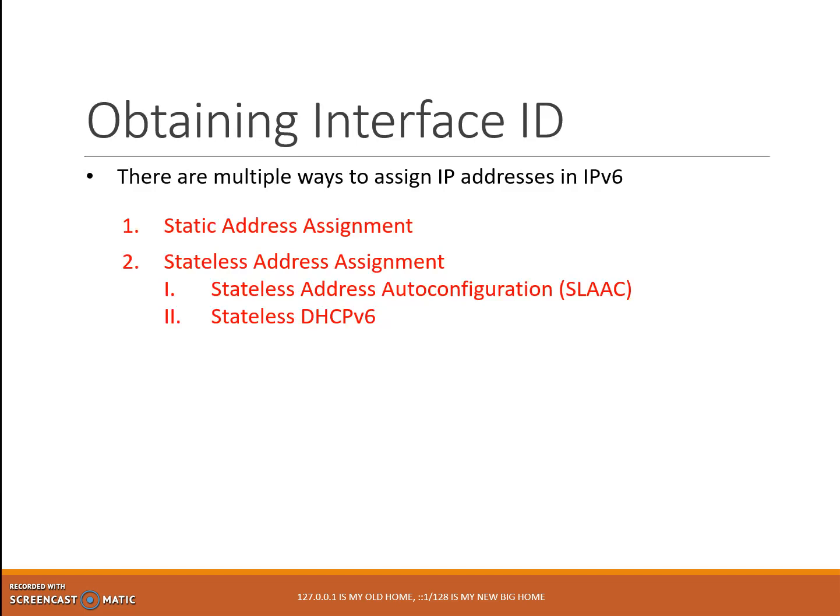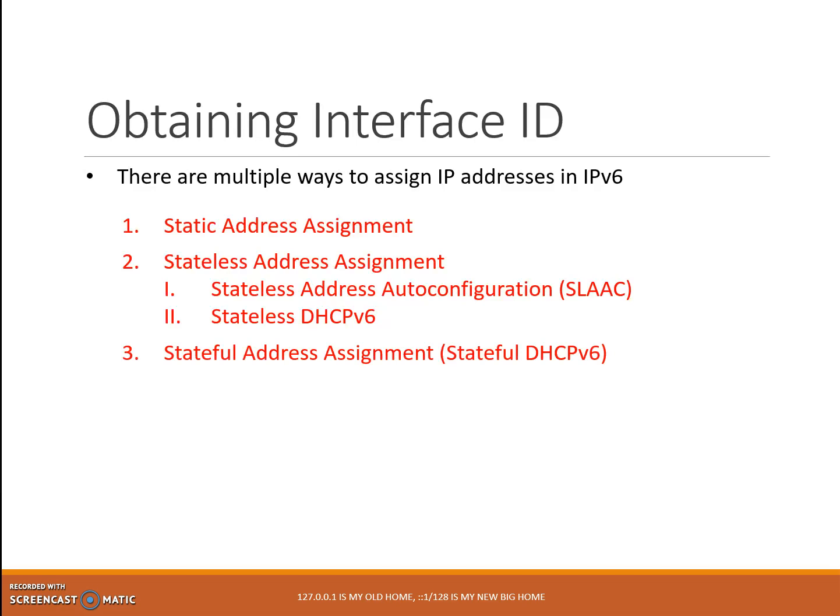Stateless DHCPv6 is the second type of stateless address assignment, in which the DHCP server does not track IPv6 address bindings per client. Rather, it uses DHCP only to hand out domain names, DNS servers, and other client-relevant information.